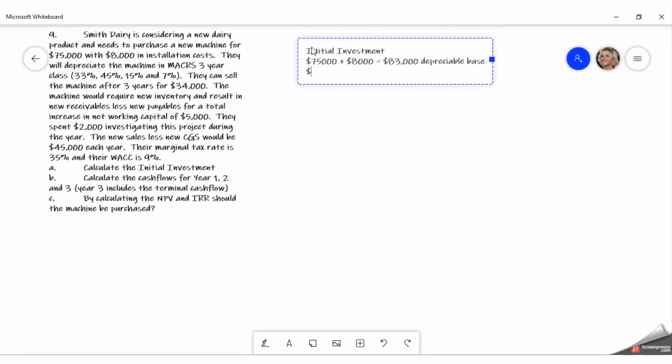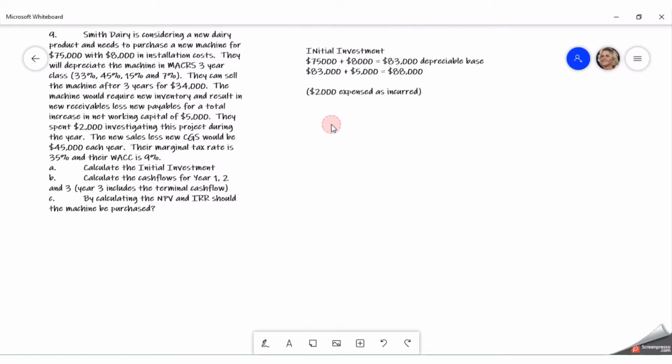But then we have to add to that $83,000 the change in net working capital, because that is going to cost them money, but we don't obviously depreciate that. So there's going to be a $5,000 net increase between the receivables and the inventory, offset by the payables. So then that in total is going to be $88,000 as our initial investment. The $2,000 would just be expensed as incurred, so I'll put that in parentheses. Okay, so that's our initial investment.